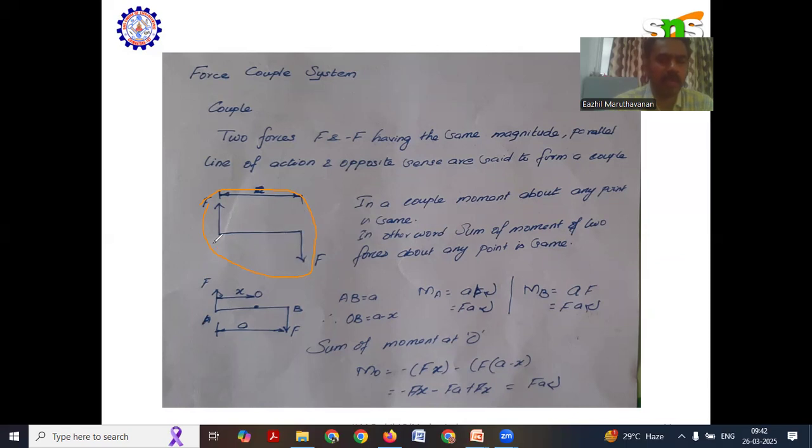If you want to find the moment by considering this as point A, this as point B, and the distance as a, the moment about point A is in the clockwise direction. So M suffix A is equal to F into a in the clockwise direction. Similarly, the moment about B, M_B, is equal to F into a, in the clockwise direction. So the moment about point A and point B will be the same in both cases. This is what a couple is.